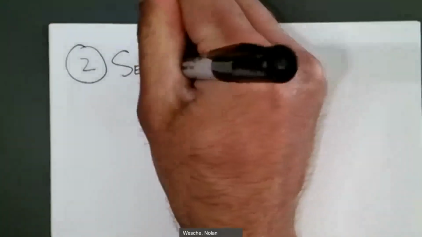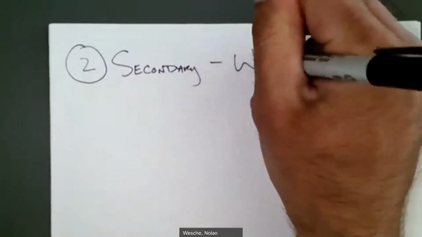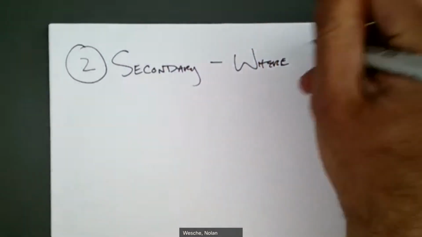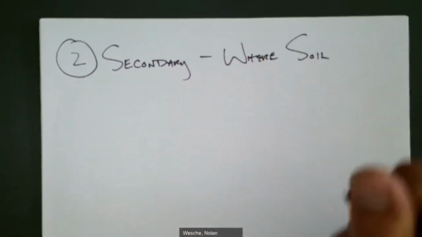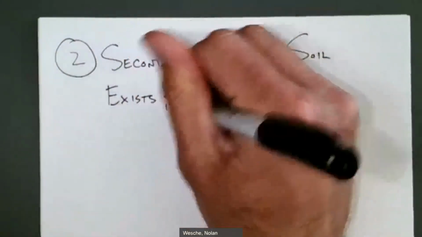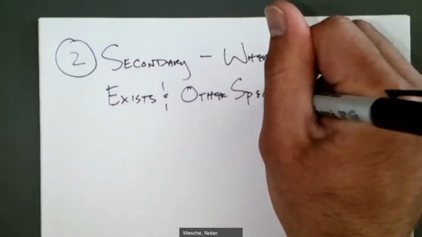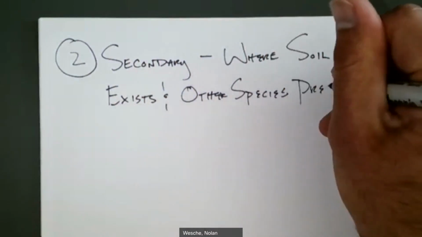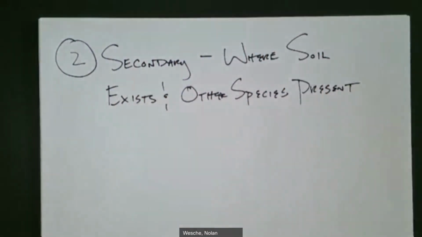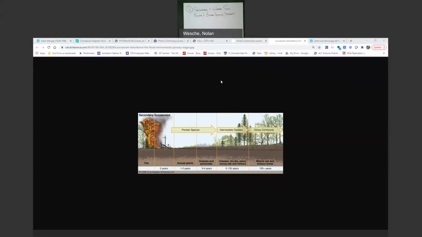So to finish up, we're going to talk here about the second variety called secondary succession. And this is then where you do have soil. So we'll say where soil already exists and you have other species also present. So this is going to cut the timeline down significantly. So here's our example of secondary succession.